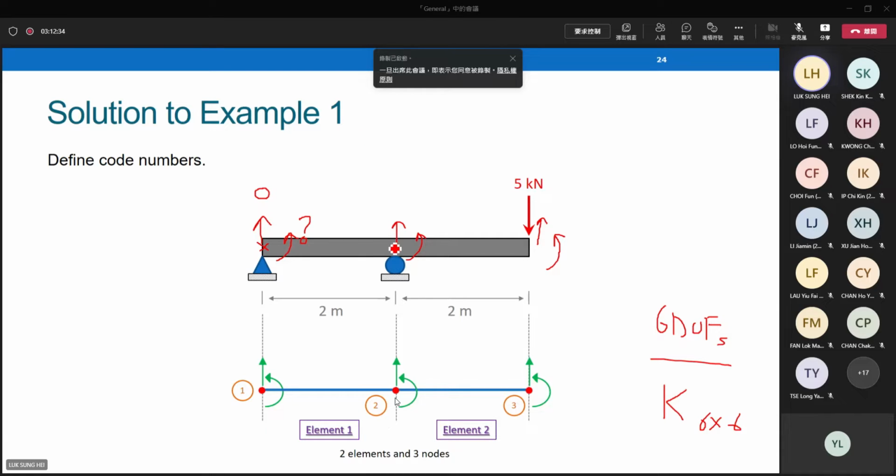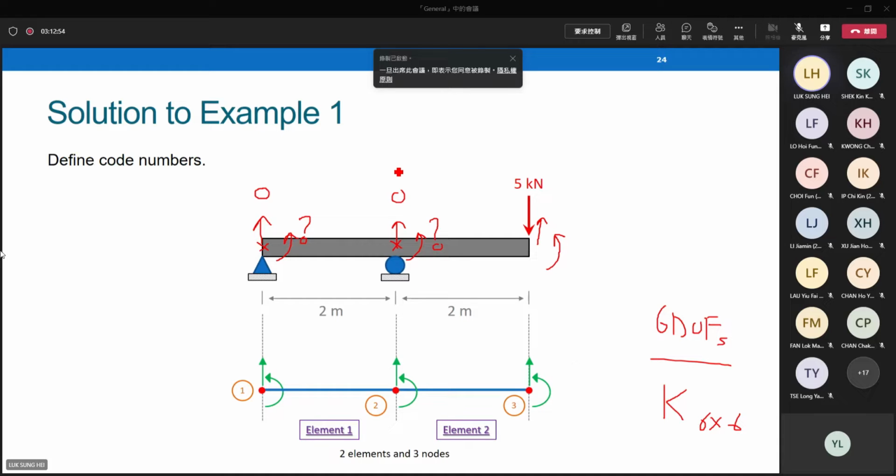Roller support at the middle. Again, we normally do not have any vertical movement at a roller support unless we specify in the questions. Rotation, free to rotate. Question mark.